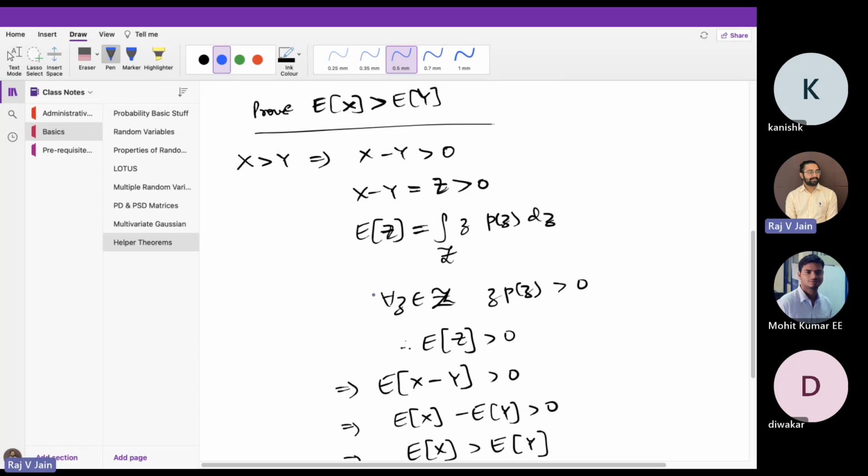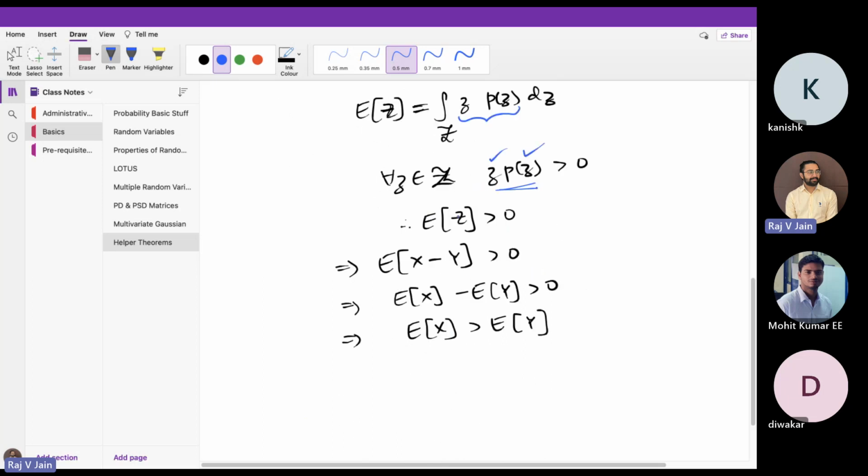So for all z, we know that this particular term will always be greater than 0, because probability density functions are also non-negative. So this quantity becomes greater than 0 for all possible values of z. Therefore, this integral will be a more than 0 quantity, and therefore this expectation of z is more than 0. Now, expanding z as x minus y and using linearity of expectations, I can write expectation of x minus expectation of y greater than 0.